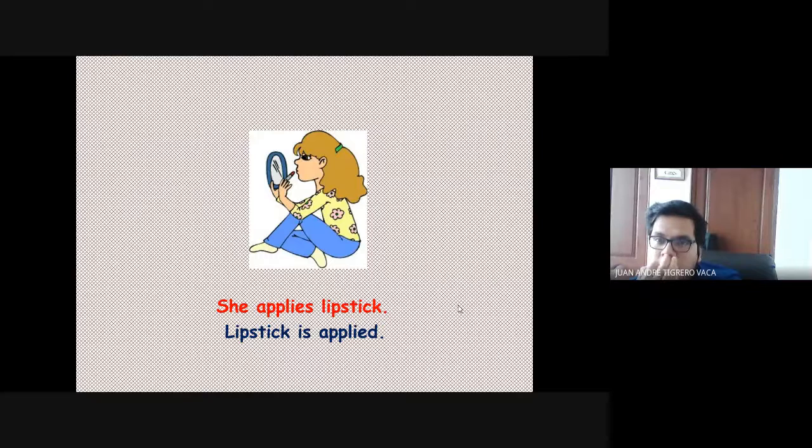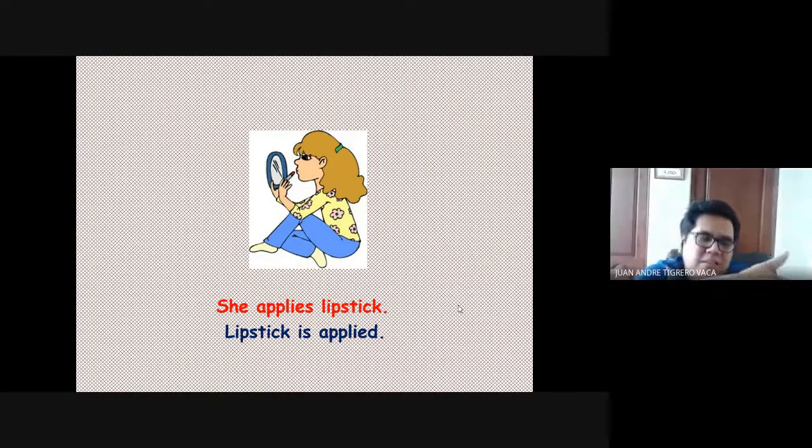El lápiz del labio es aplicado por ella, ¿ok? Es como cuando tú hablas en español y dices, en vez de a mí, dices a yo, suena mal, ¿no? Está mal. Aquí debería ser her. Ellos no pusieron by her para no confundirles porque después van a decir, ¿por qué no es she?